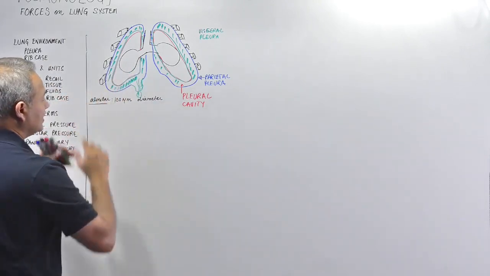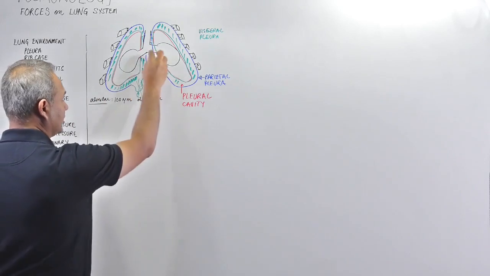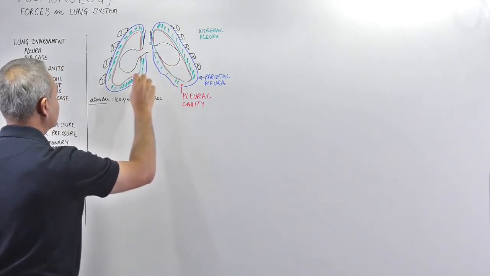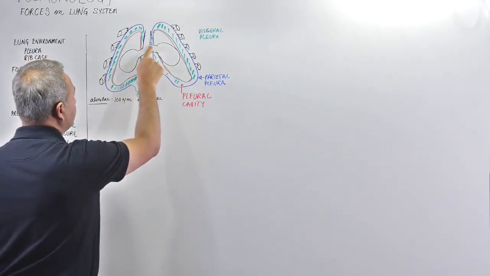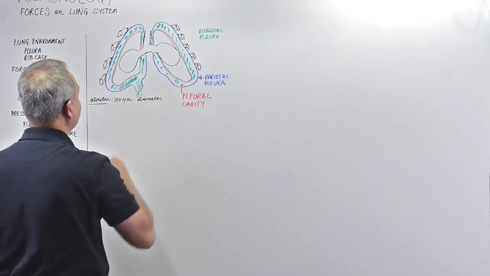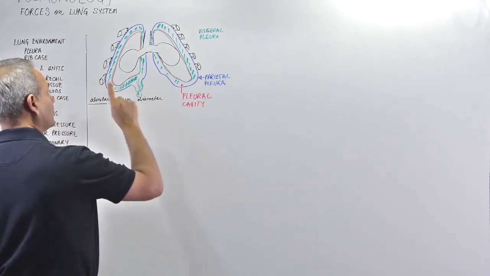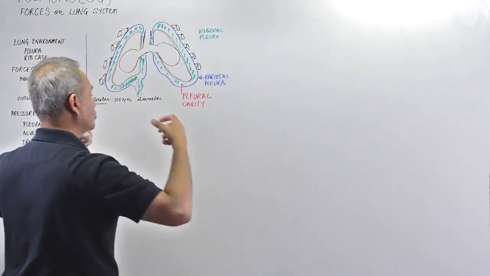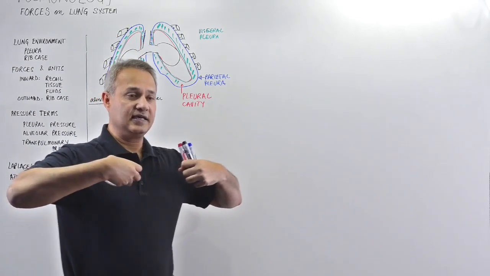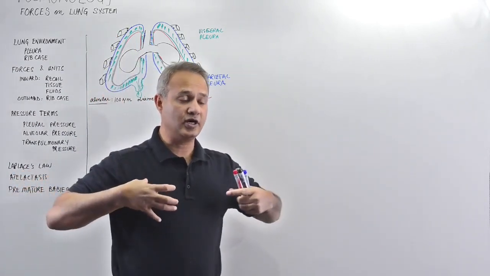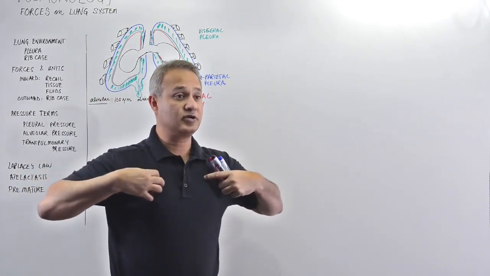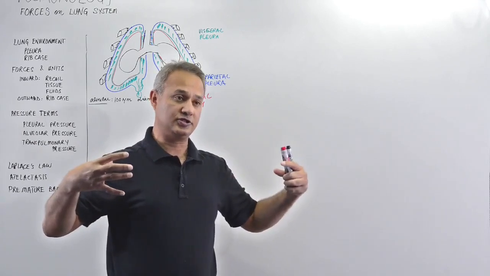Okay, so this is the lung environment. Of course, the heart is sitting over here, and there should be a cardiac notch and things like that. In this structure, what we should now know from a physiological point of view is that the rib cage, or thoracic cage, is adherent to the parietal pleura, and the thoracic cage tries to spring outwards.